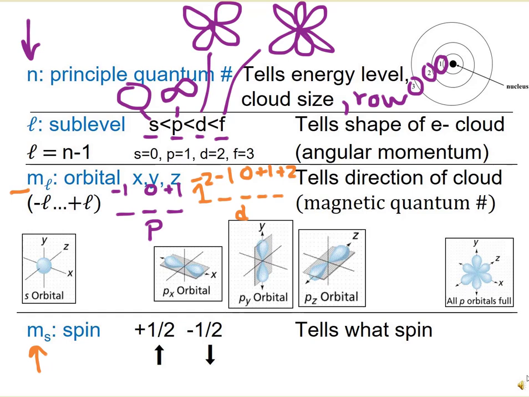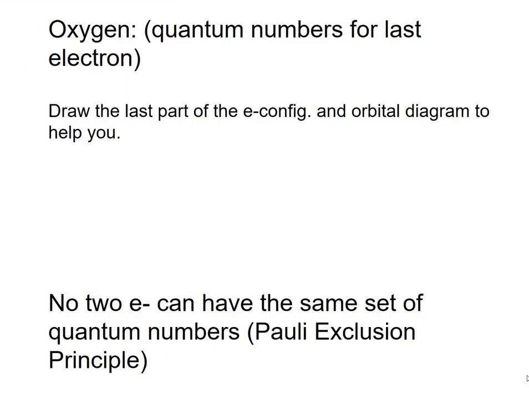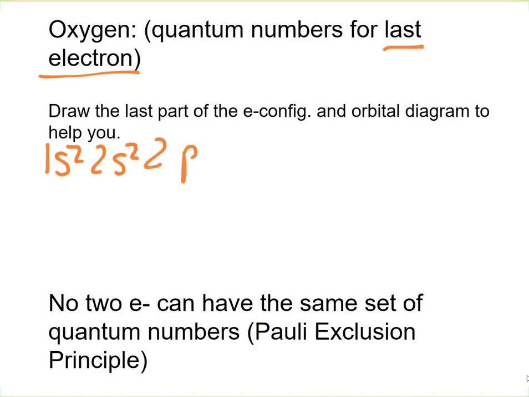To write these quantum numbers, I think it's helpful to first have the electron configuration and then sketch out what the orbital diagram is. I'm just going to do one. Let's do oxygen. What are the 4 quantum numbers for the last electron of oxygen? I'm just going to sketch out the electron configuration, and I really only need the last part. It is 1s2, 2s2, 2p4. So I just want to look at this last part.